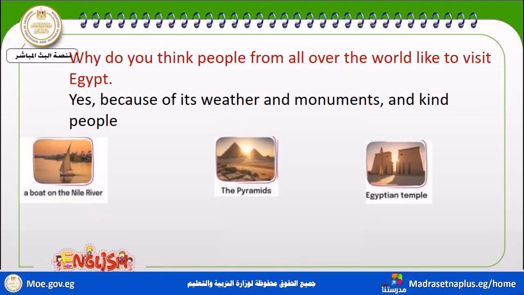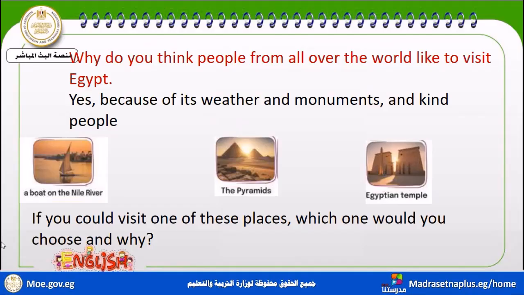And because we are here visiting Egypt, I'd like you to look at these three photos from our lesson today. The first one is about a boat on the River Nile. The second one is for the pyramids, and the third one is for Egypt's temple at Aswan. So if you could visit one of these places, which one would you choose and why? If you ask me this question, I would like to go on a boat on the River Nile because I like walking along the River Nile and it helps me relax and feel joyful.